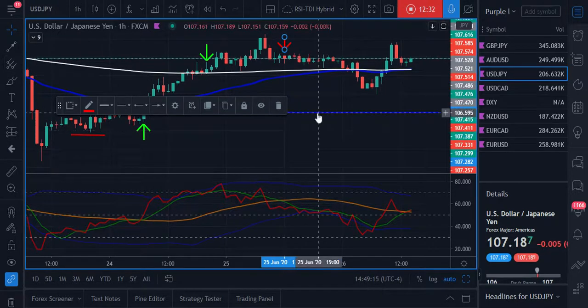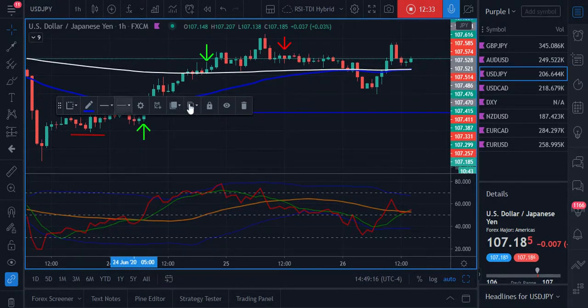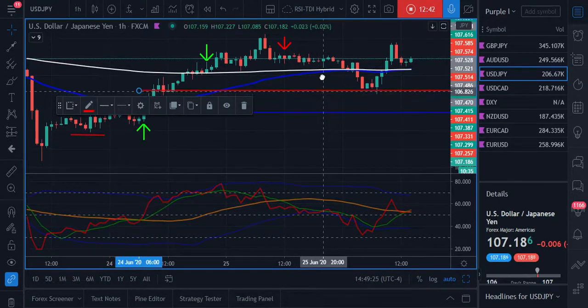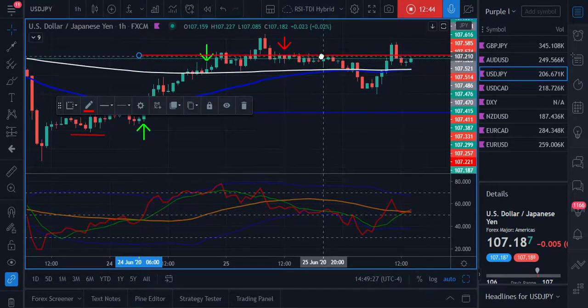Let me do another line here. I'm going to just clone this line really quick and change the color of that line to red, because this is where we enter for a sale right here, right?